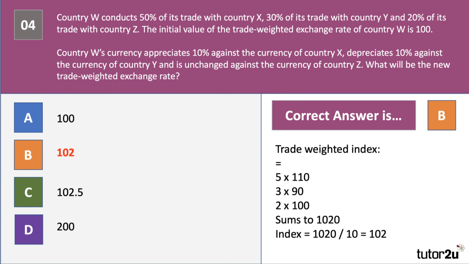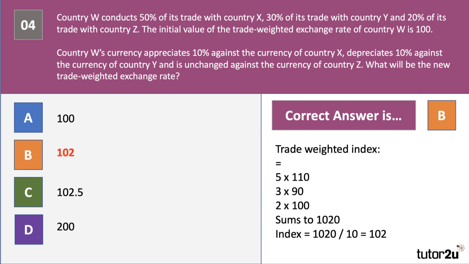Then you have to calculate the index for each currency. Well, we're told that there's been a 10% depreciation against X, so it'll be 5 times 110. 10% depreciation against currency Y, so that'll be 3, the weight, times 90, 10% fall. And 2 times 100, because 20% of trade is with country Z, but that exchange rate hasn't changed, so the index of the exchange rate has stayed at 100.